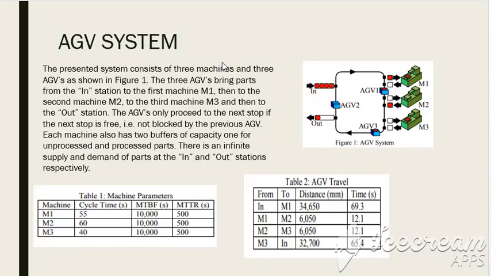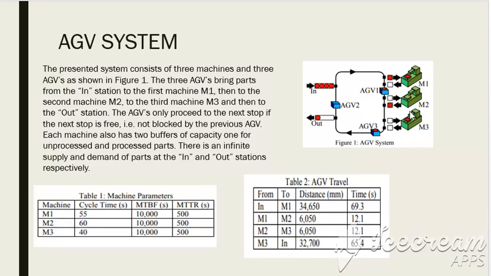Next, we have here the AGV system. Here the AGV system contains machine 1, machine 2 and machine 3, and AGV 1, AGV 2 and AGV 3, and in and out stations. The 3 AGVs bring parts from the in station to the first machine M1, then to machine 2, then to machine 3, and then to the out station. The AGVs only proceed to the next step if the next step is free, not blocked by any previous AGV.